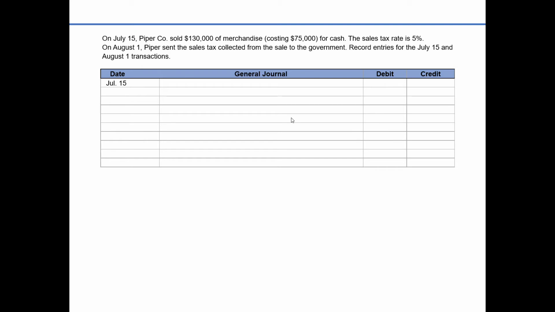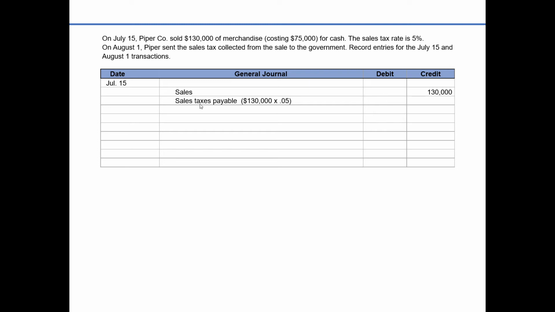So what already should seem familiar? We need to credit sales at the sales value of $130,000. Sales is a revenue account. We increase it with a credit. Here's where things are going to change though. We also need to credit the sales tax payable account. Why are we crediting that account? Because Piper is going to collect sales tax on the behalf of the government.